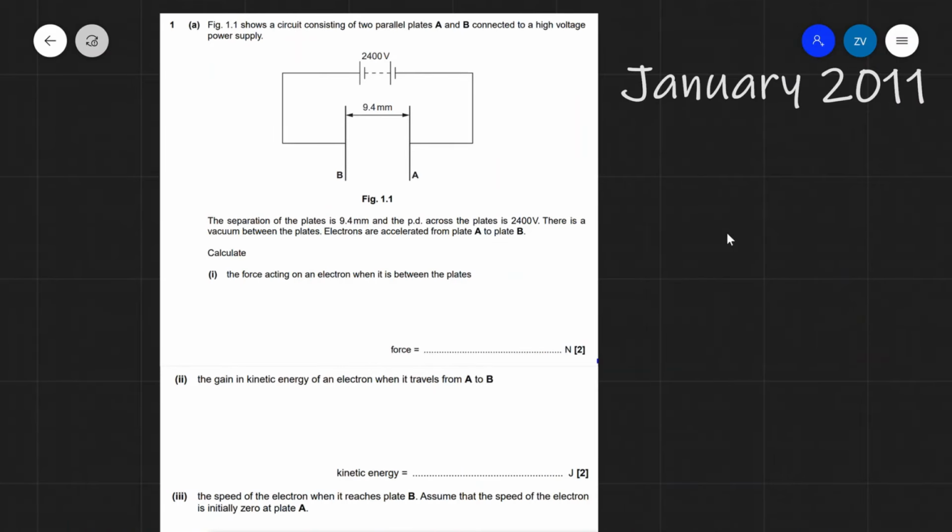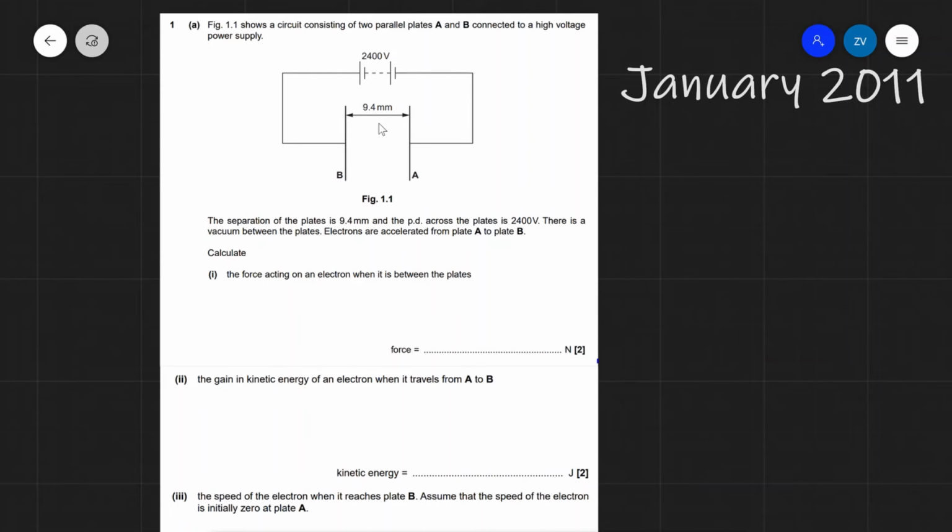Okay guys, on to the next one. This one is question 1 from the OCR Physics A paper from January 2011. Let's get started with this one. So we have the following circuit over here. We know that we have some parallel plates essentially between here, and the voltage is 2400 volts. Calculate the force acting on an electron.